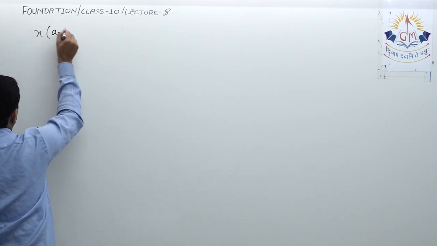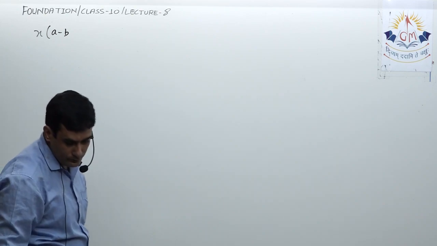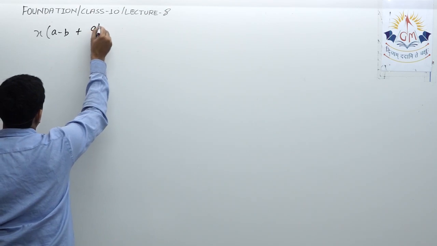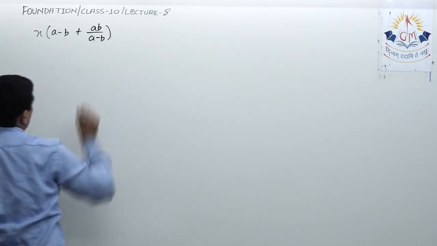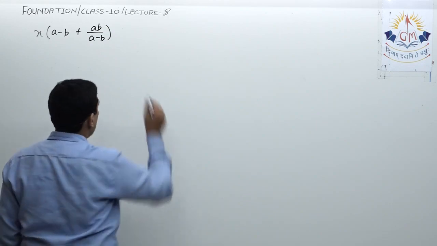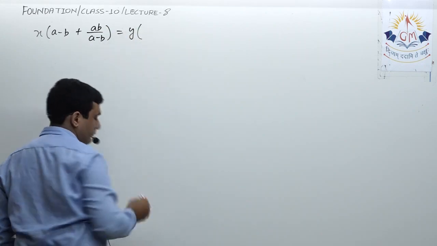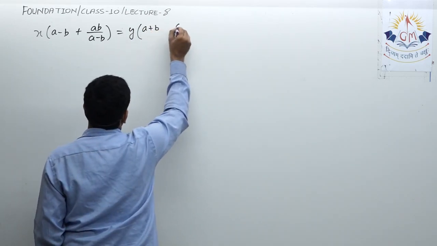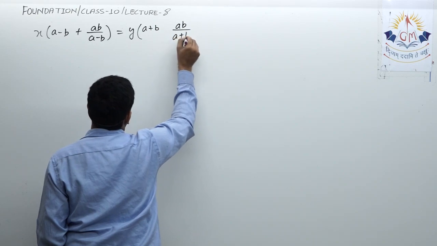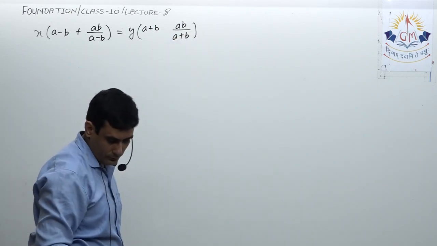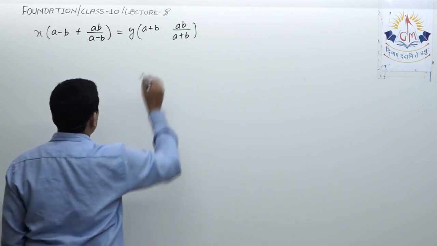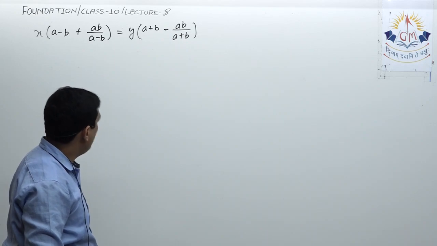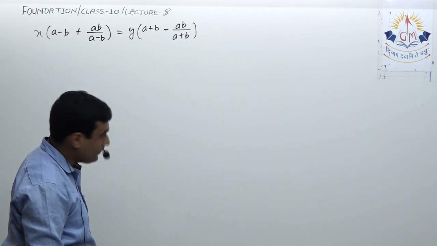x into a minus b plus ab upon a minus b is equal to y into a plus b plus ab upon a plus b. Okay, here it is plus, here it is minus: a minus b, ab upon a minus b, a plus b minus ab upon a plus b.